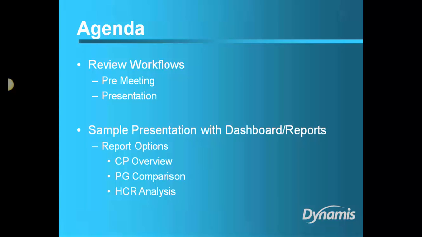As we go through this, we'll introduce you to the coverage period overview report, the plan group comparison report, and the healthcare reform analysis. These are the three reports that are designed to work for our composite rated employers. We also have a supplemental report for age rated and also one for plan groups with self-funded contracts. But these three reports we'll be using as we walk through this presentation workflow.